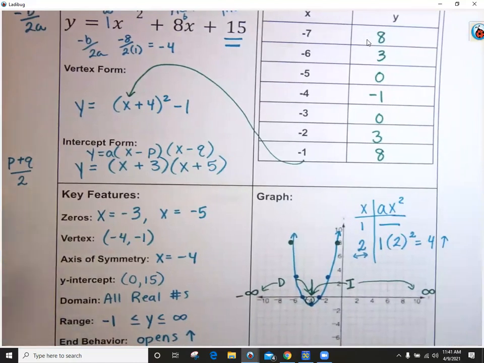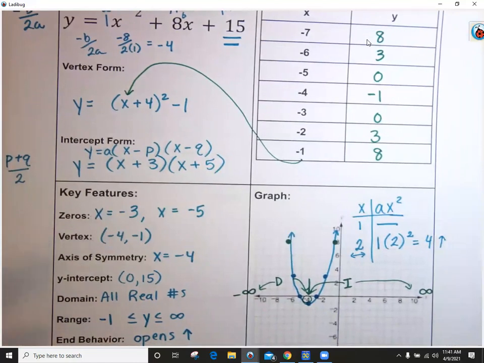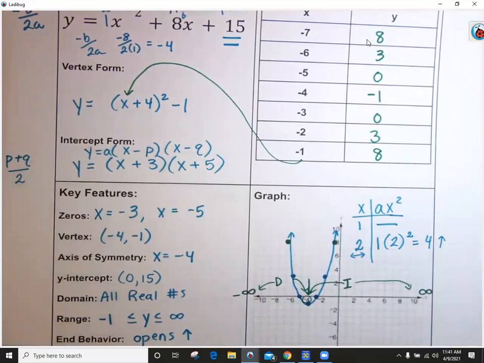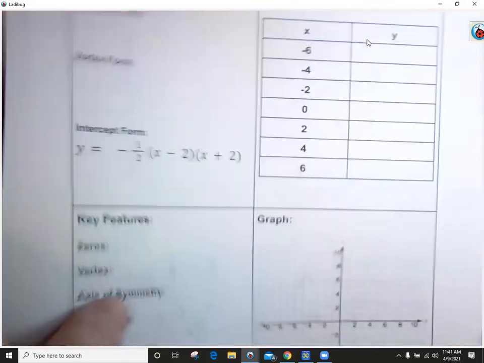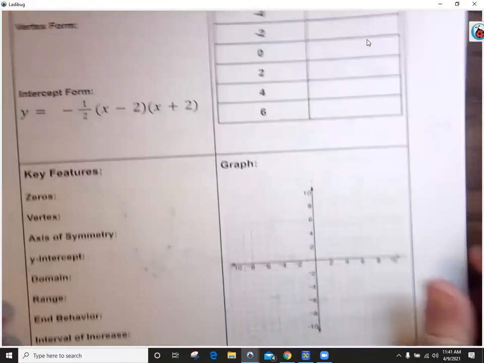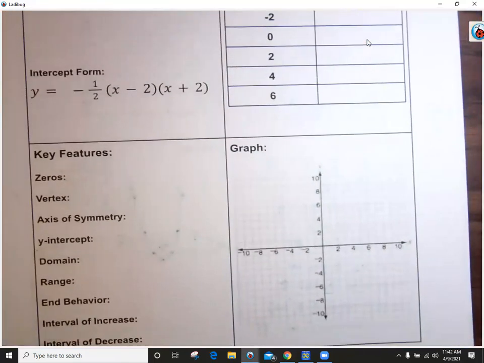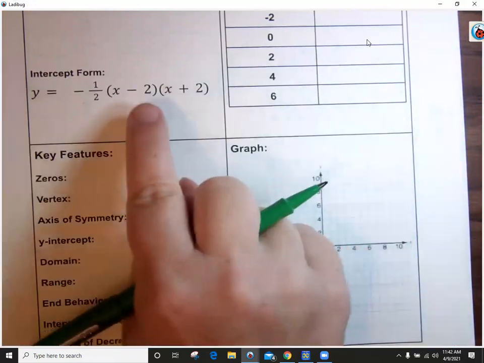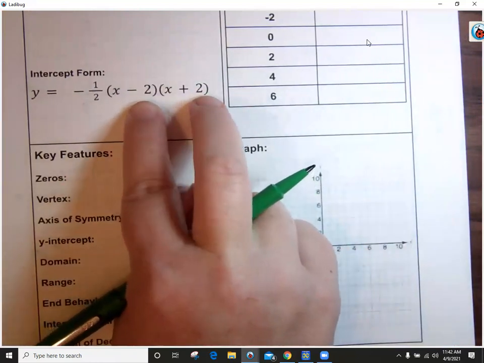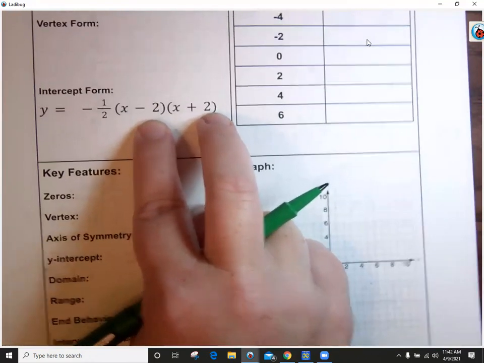Any questions on this one that started in standard form? All right, one to go. This one starts in intercept form. So if it starts in intercept form, the thing we know is the x-intercepts. Okay, so the x-intercepts are going to be the p and the q, but they have to look opposite, or they are opposite of how they look.